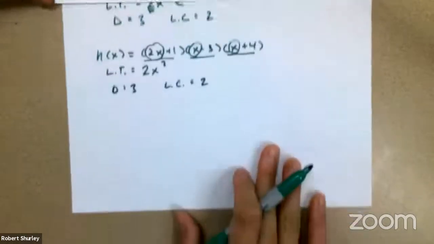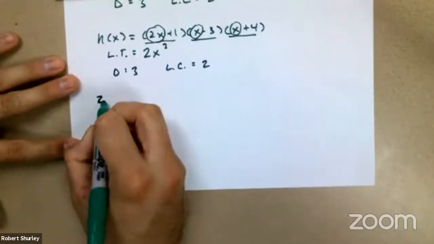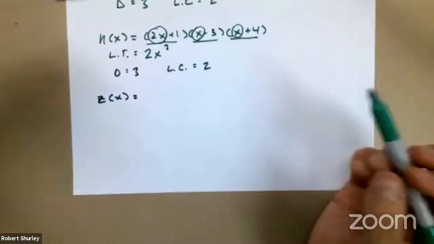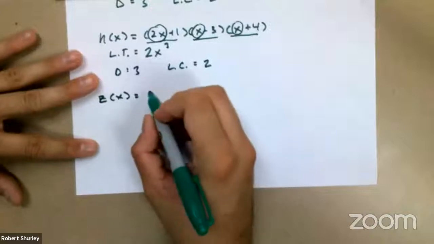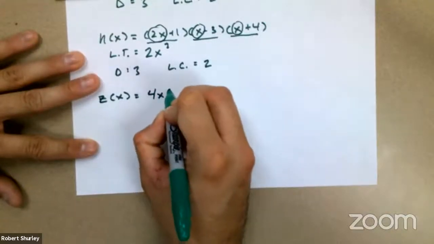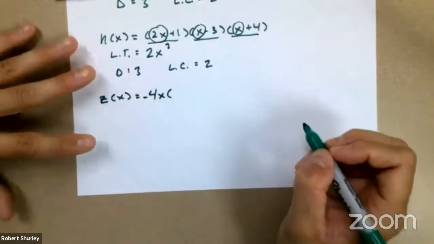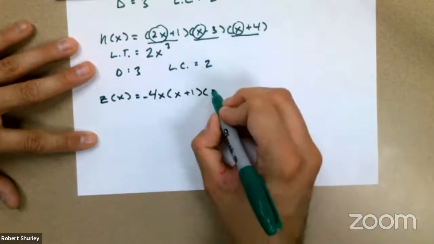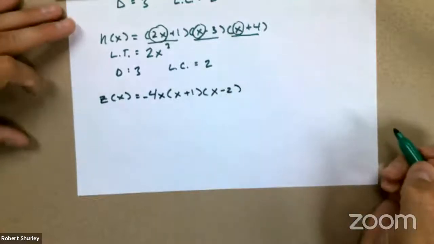So if I gave you an example here, and this is not hard, actually it's going to be a lot quicker than what we've been doing because now that we know how to do it. Let's say we put a term out front. Let's say we have 4x, let's do negative 4x times x plus 1 times x minus 2, okay?